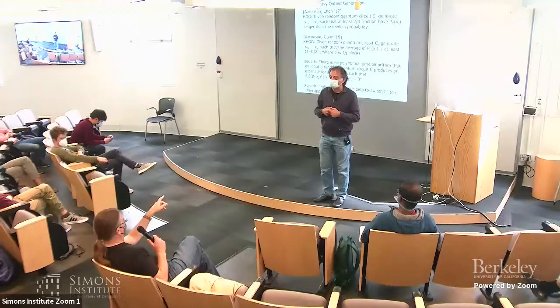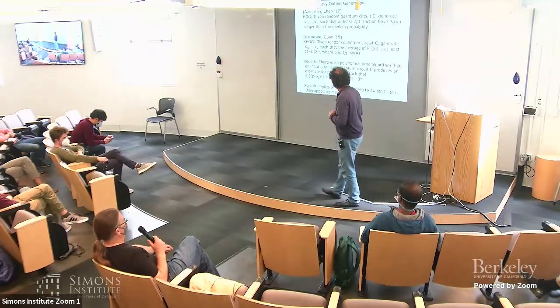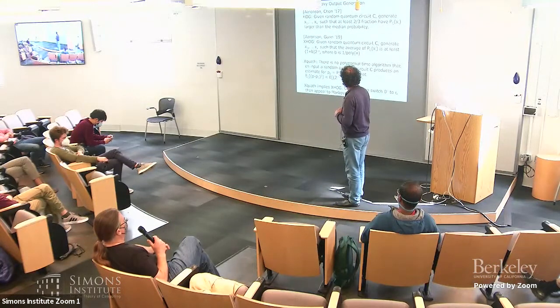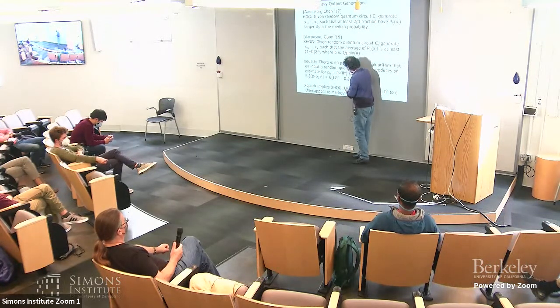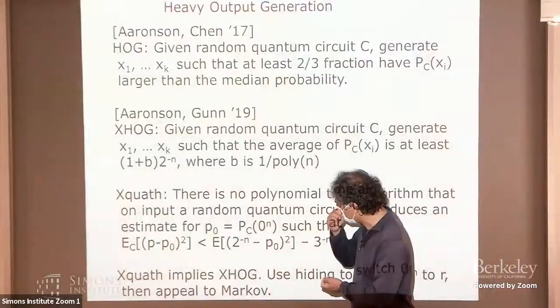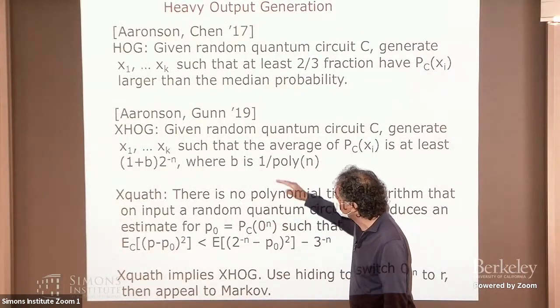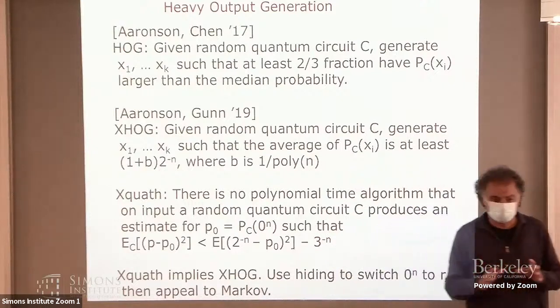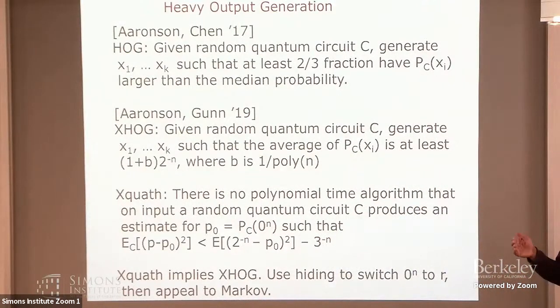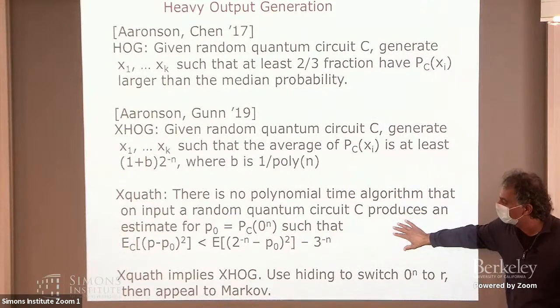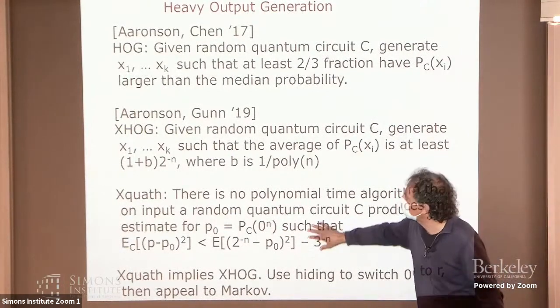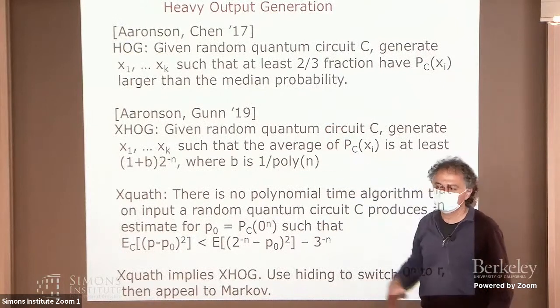Then we strengthen XQUATH to say there's nothing in the polynomial hierarchy that can do that. Eventually, maybe that's the way to go with it. But this is just taking aim at it directly and saying, did you have a classical algorithm or not? Well, if you did, it looked like this, and if you couldn't do this estimate, then you couldn't have that. It was just a direct implication.